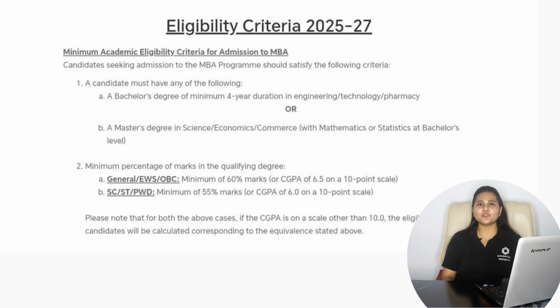So if we consider the overall eligibility criteria for the Indian Institute of Technology Kharagpur, then you must have a bachelor's degree of minimum 4 years duration in engineering, technology or pharmacy, or a master's degree in science, economics, commerce with mathematics or statistics at bachelor's level. And for the overall percentage needed, 60% marks for the general, EWS and OBC candidates, and in terms of CGPA, 6.5 CGPA is needed on a scale of 10. For the SC, ST and PWD candidates, minimum 55% marks, or a CGPA of 6.0 on a scale of 10, is needed.